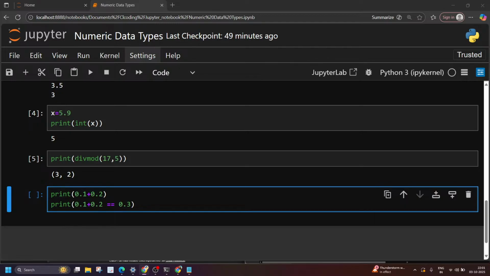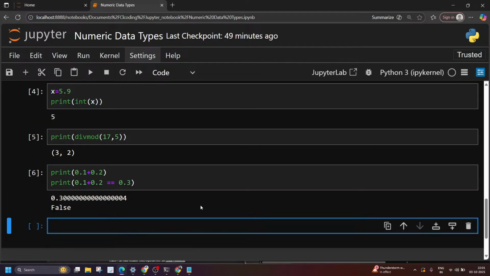Okay, and now we'll see its output. So the correct output it gave is this: it returns False. So this was a simple example of floating point precision.